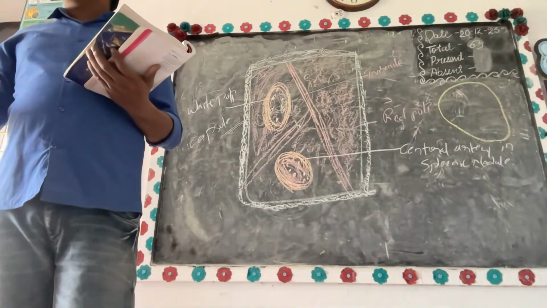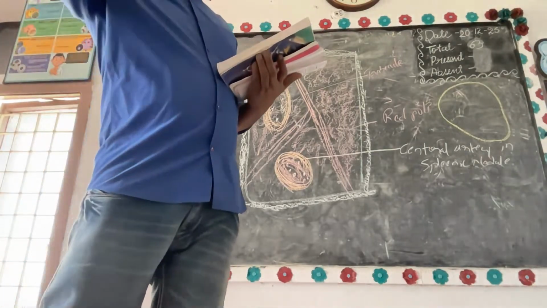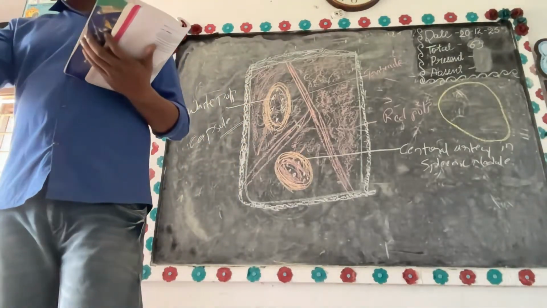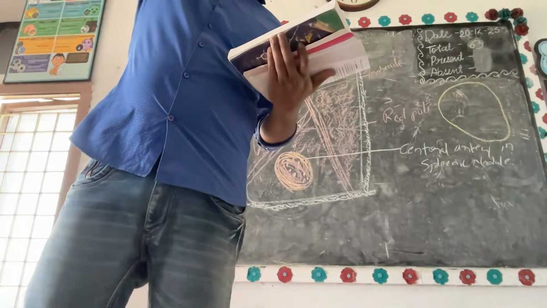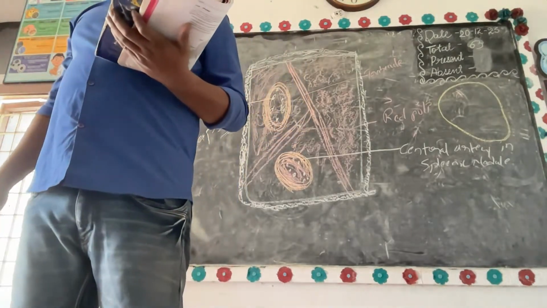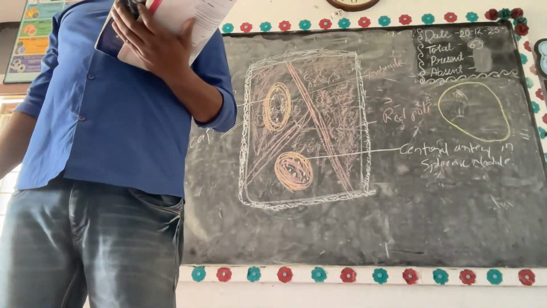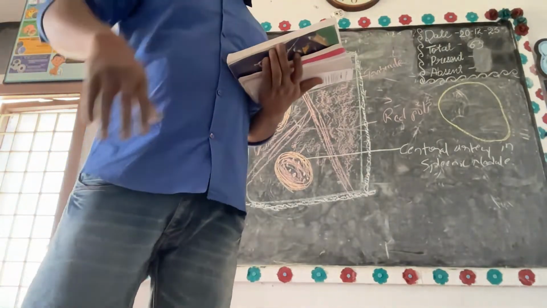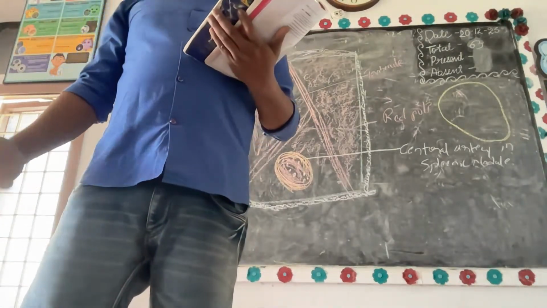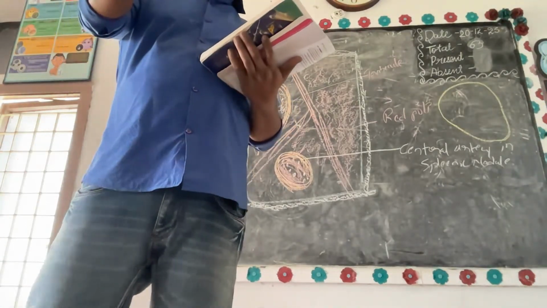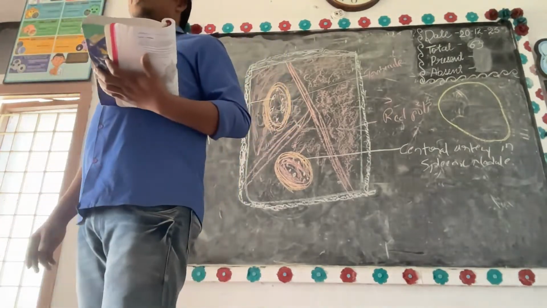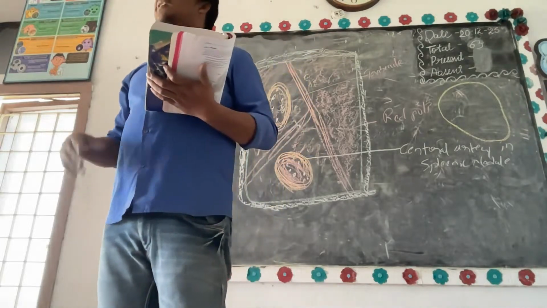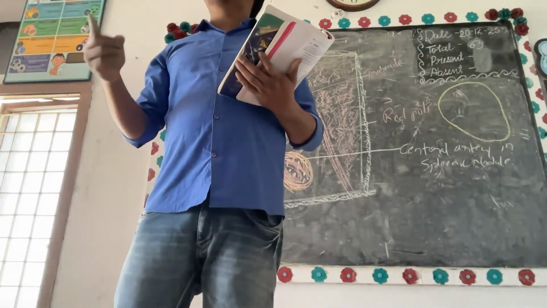Whatever the broken down particles are there, again they are sent for recycling purpose. Iron will go again and help in the formation of new RBC in the bone marrow. And whatever the remaining material is there, it is converted into bilirubin. So is anything being wasted? Nothing is being wasted. That is how beautifully the body is designed. Everything is going for recycling.